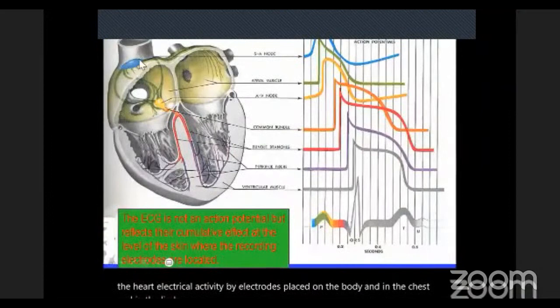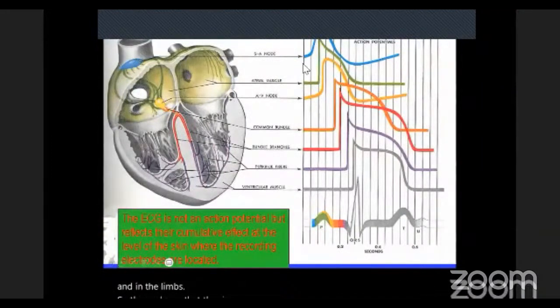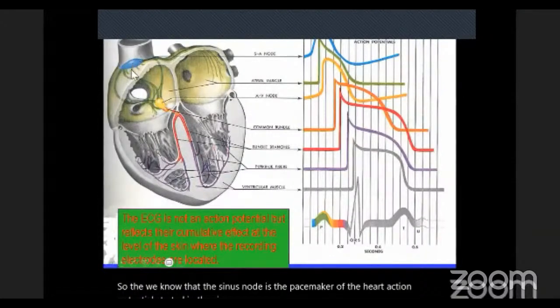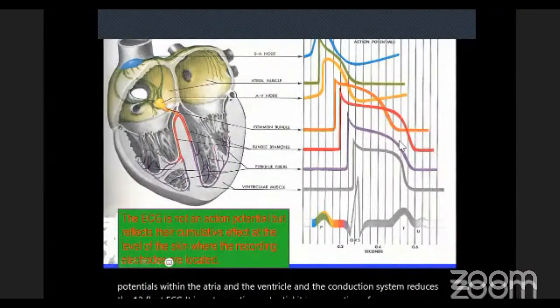So we know that the sinus node is the pacemaker of the heart. The action potential starts in the sinus node, spreads from cell to cell in the sinus node, then to the right and left atria, then goes down the AV node, right and left bundles, and the ventricular myocardium. Summation of all these action potentials within the atria, the ventricles and the conduction system produces the 12-lead ECG. It is not an action potential, it is the summation of all this electrical activity within the myocardial cells.